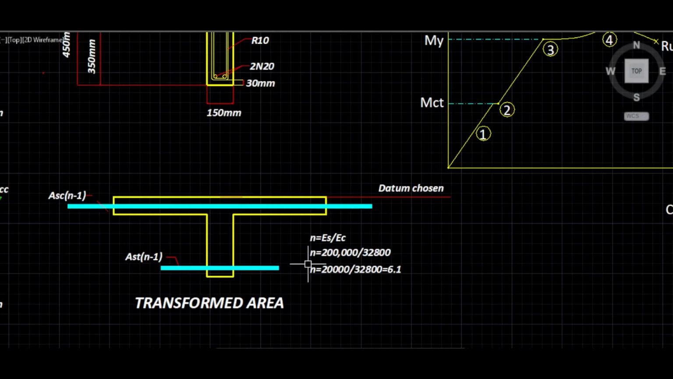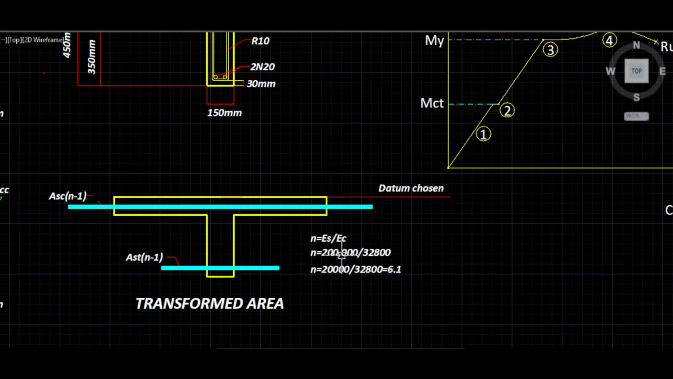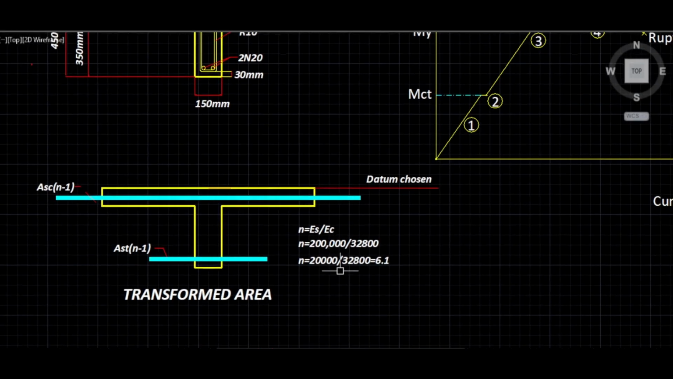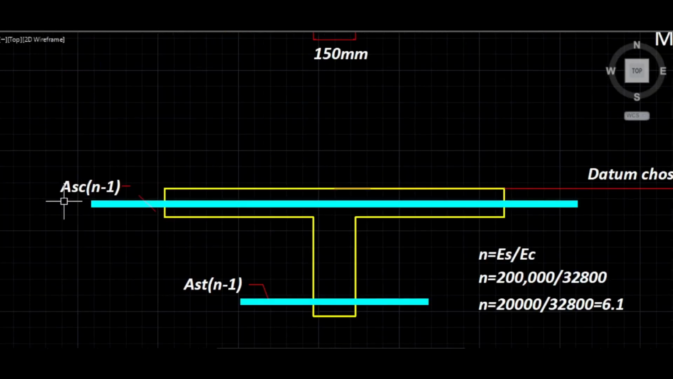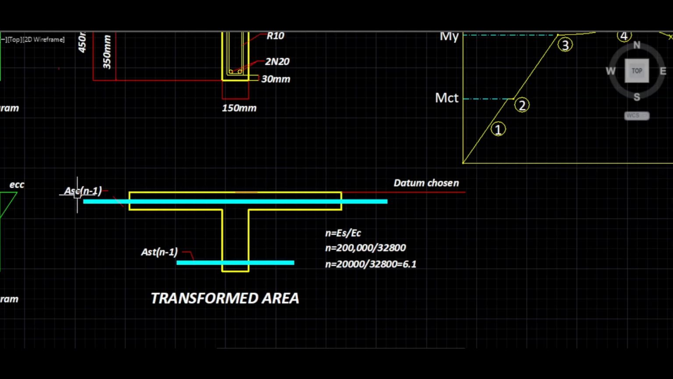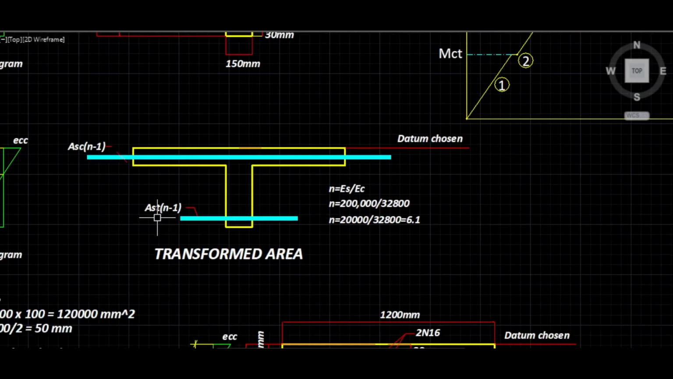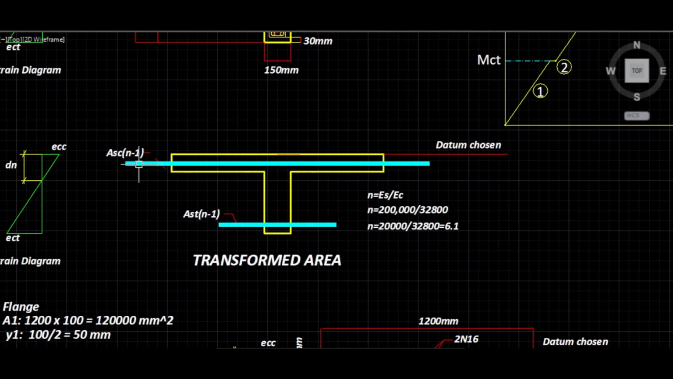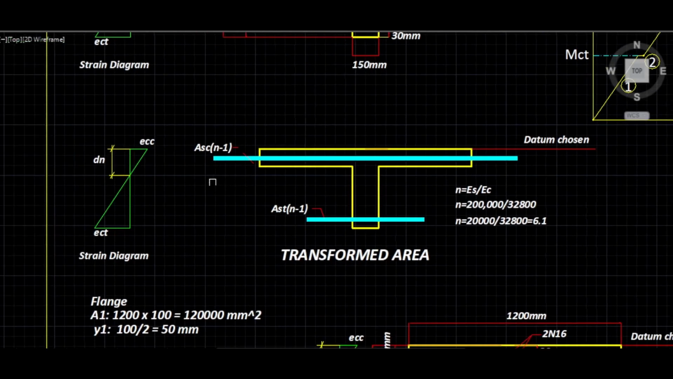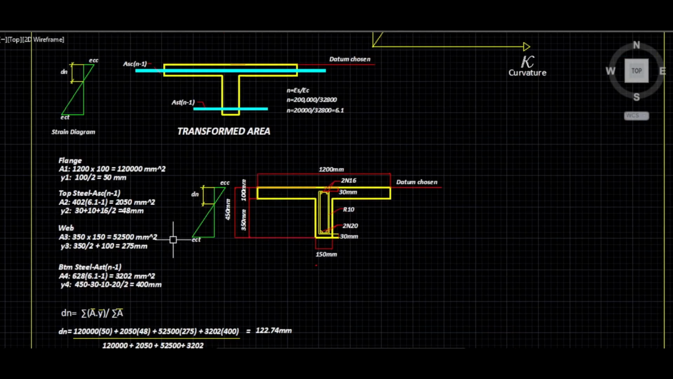So the first thing we do is calculate the modular ratio, Es divided by Ec, and that will be 6.1. 200,000 by 32,800 is 6.1. The equivalent steel area up the top is Asc multiplied by n minus 1, and the bottom steel is Ast multiplied by n minus 1. We convert the steel area into a concrete area because the stiffness of the steel is so much greater than the concrete. To calculate the neutral axis, the first thing you need to do is choose a datum.